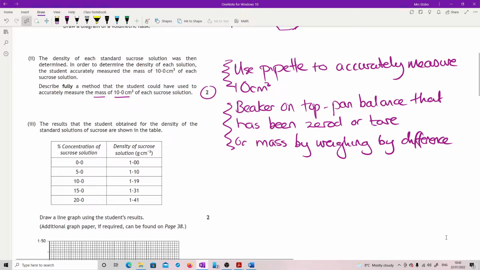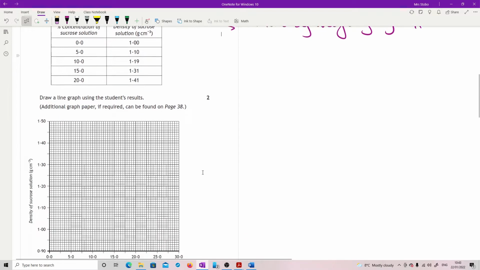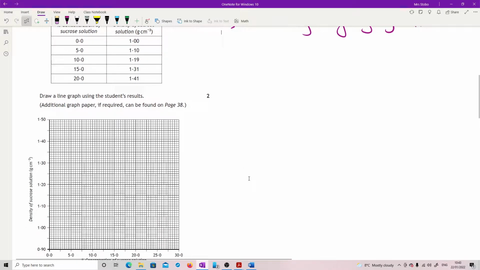The results that the student obtained for the density of the standard solutions of sucrose are shown. Unusually, we don't have too many of these, but draw a line graph using the student's results. Additional graph paper can be found on page 38. So this is just plotting it.